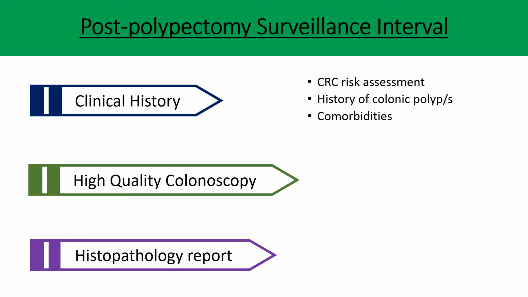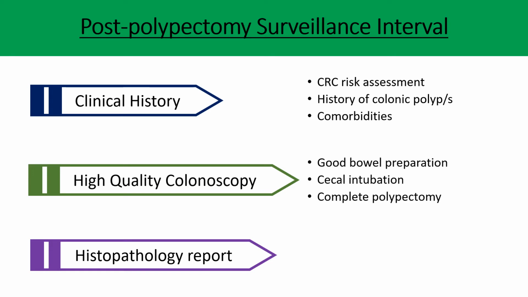Third is comorbidities. Clinicians should weigh the risks versus benefits of further colonoscopy surveillance for the patient. Step 2. High-quality colonoscopy. Clinicians must ensure that the index colonoscopy is done with good bowel preparation, Boston scale of 6 and above, cecal intubation, as well as complete polypectomy.